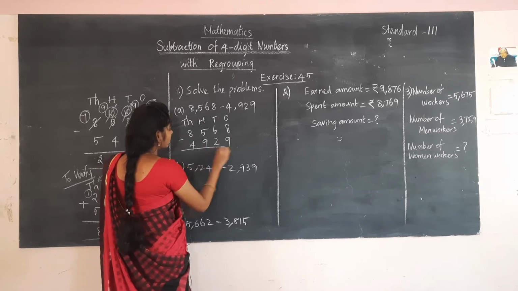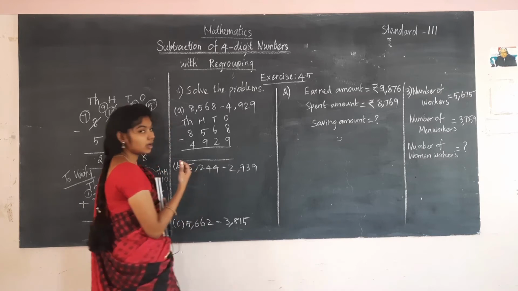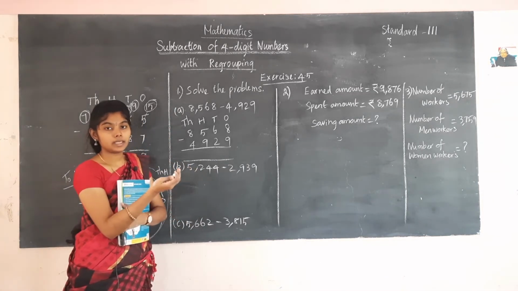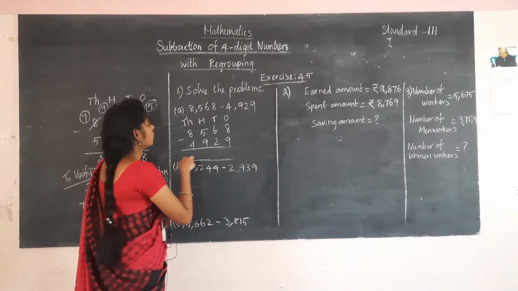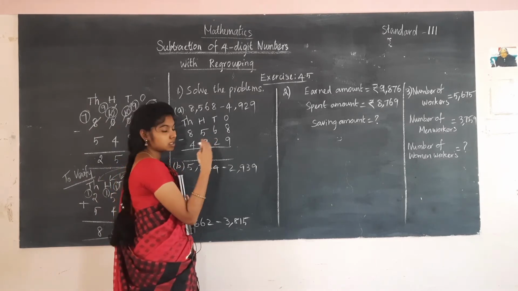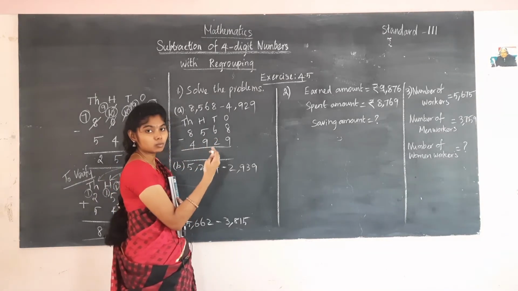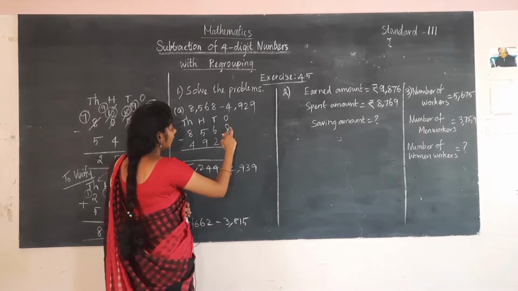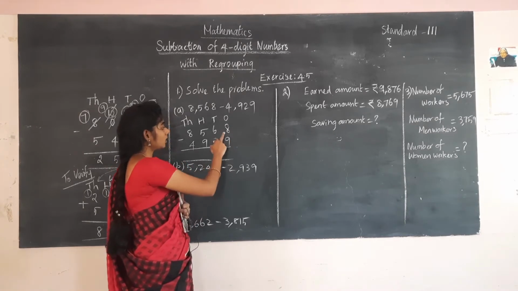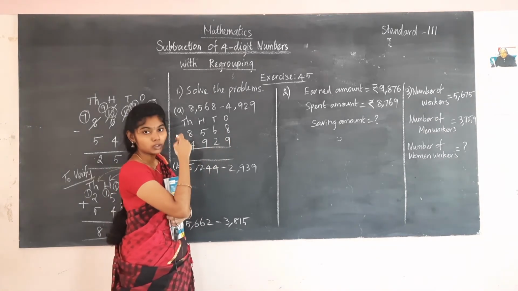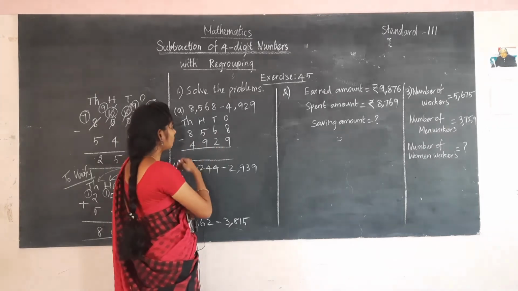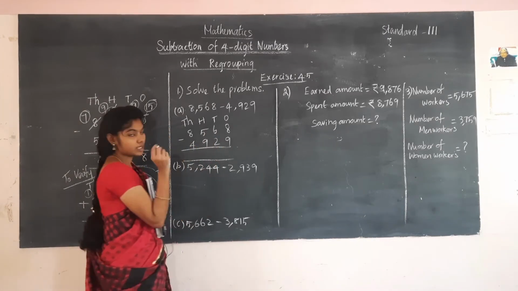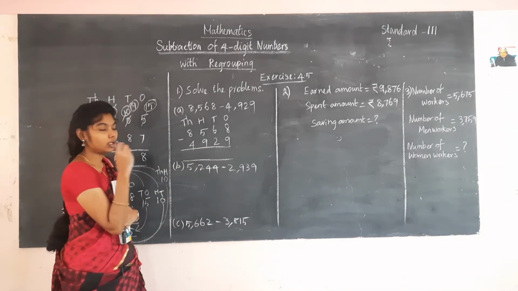So now you are going to subtract these two numbers here with regrouping. Regrouping means borrowing a number, not carrying over, borrowing a number. So here 8 minus 9. Here 8 is the smaller number, so you have to borrow the number from the before place. So here it is 6. So you have to borrow. How will you borrow the number?